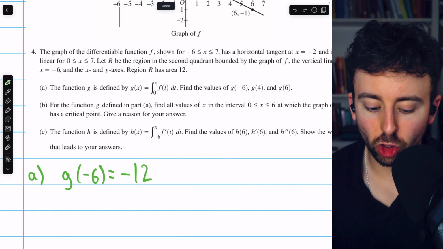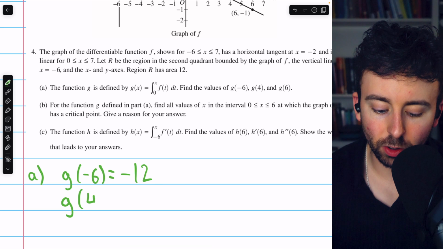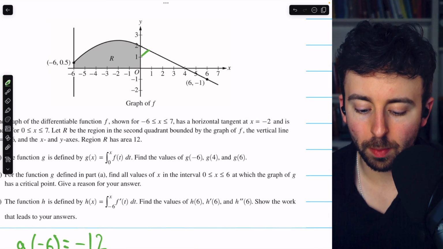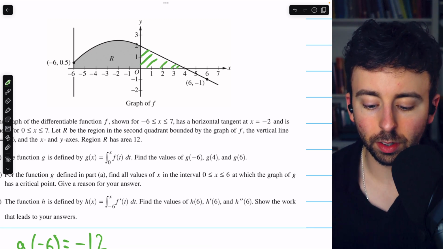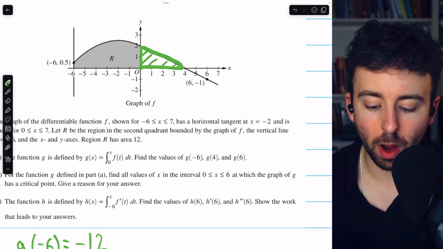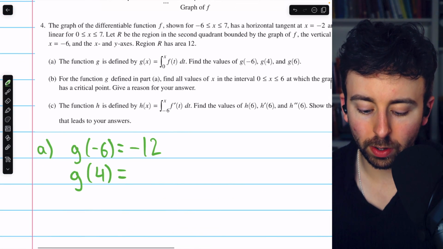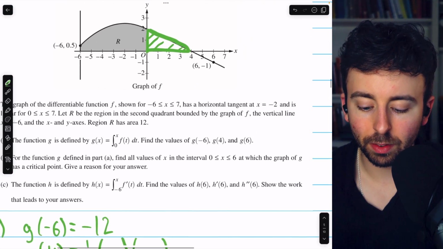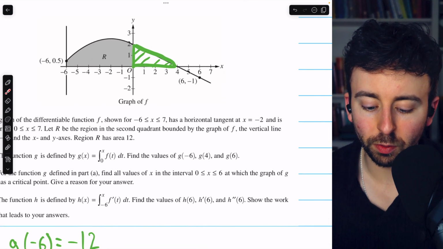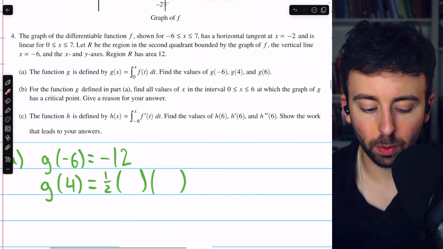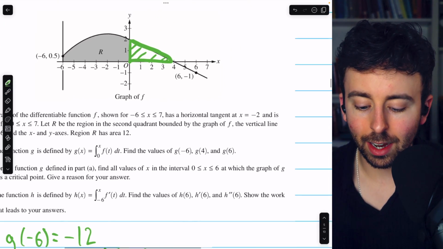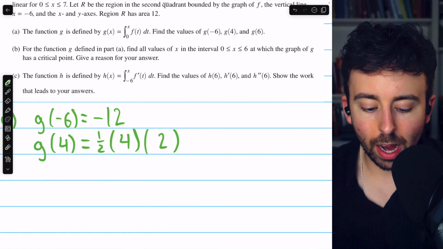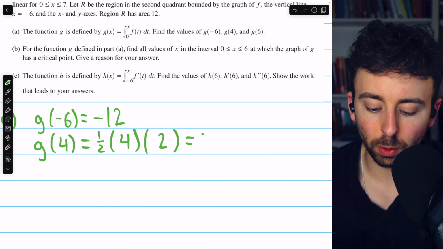All right, next up is g of 4. To calculate g of 4, we just have to calculate the area under the curve from x equals 0 to x equals 4. That's just the area of this triangle. So g of 4 is going to be 1/2 multiplied by the base of the triangle multiplied by the height of the triangle. The base of the triangle is just 4, from 0 to 4. So we will put 4 there for the base. And the height, we can see, is just 2. So our height there is 2. 1/2 times 4 times 2 is equal to 4.